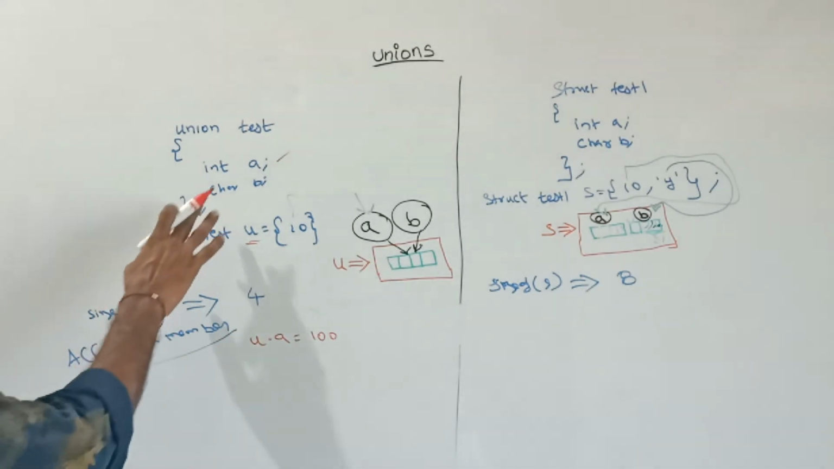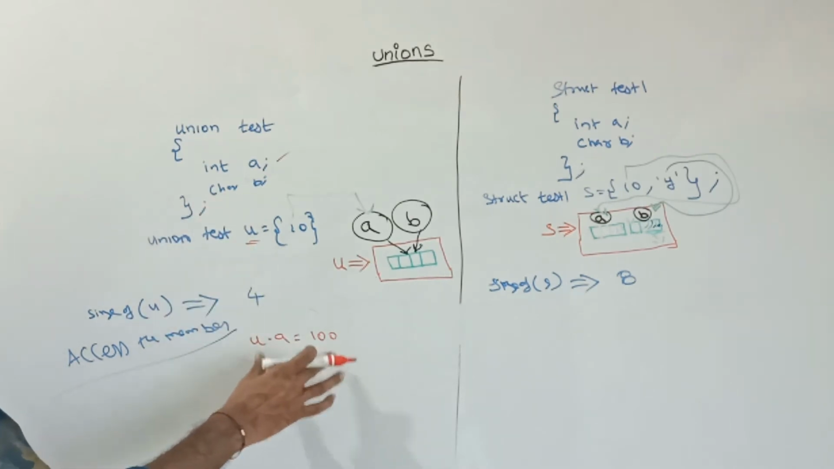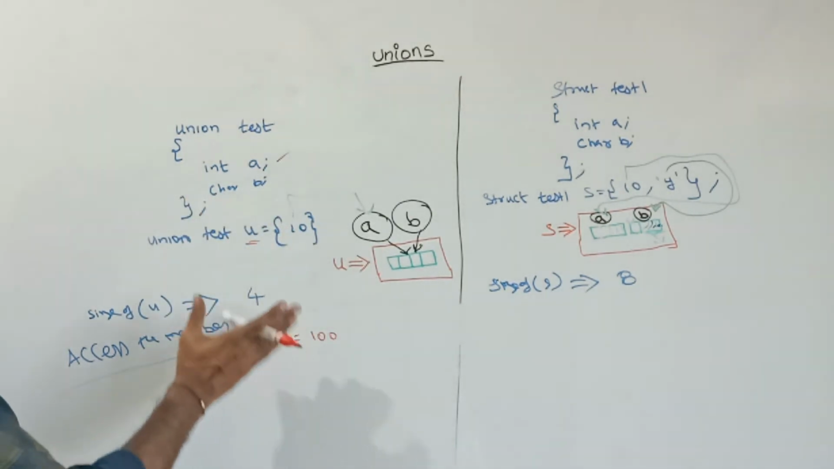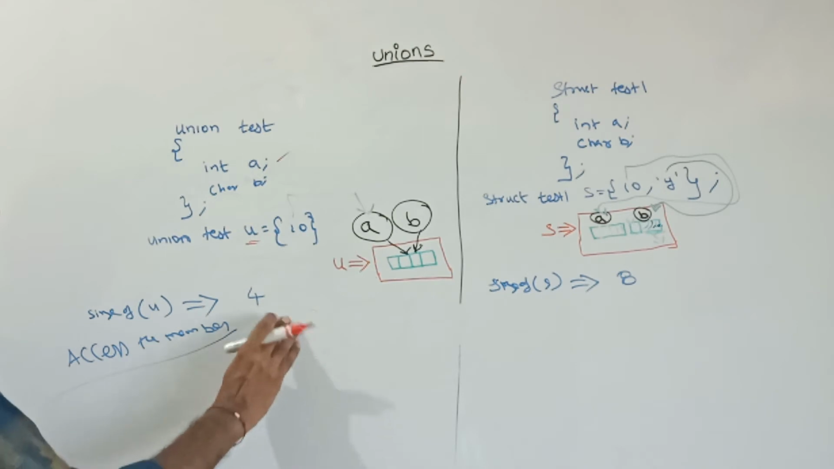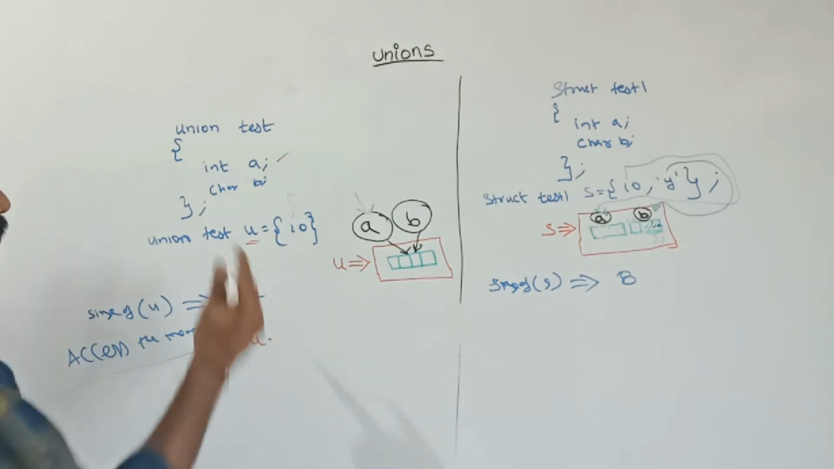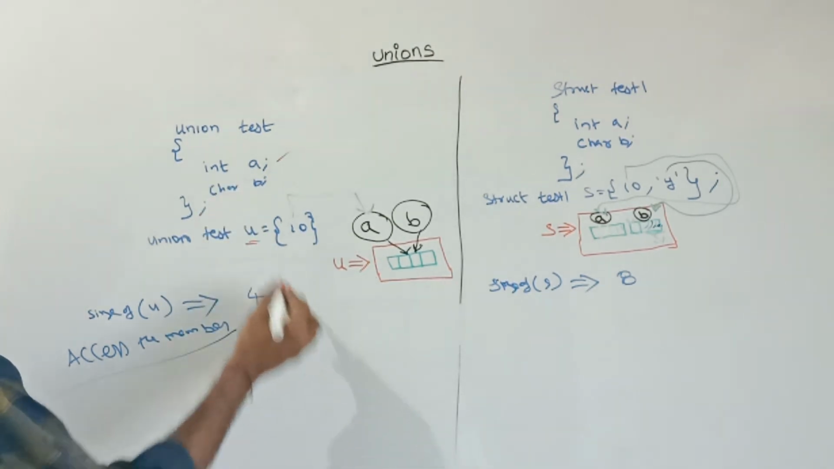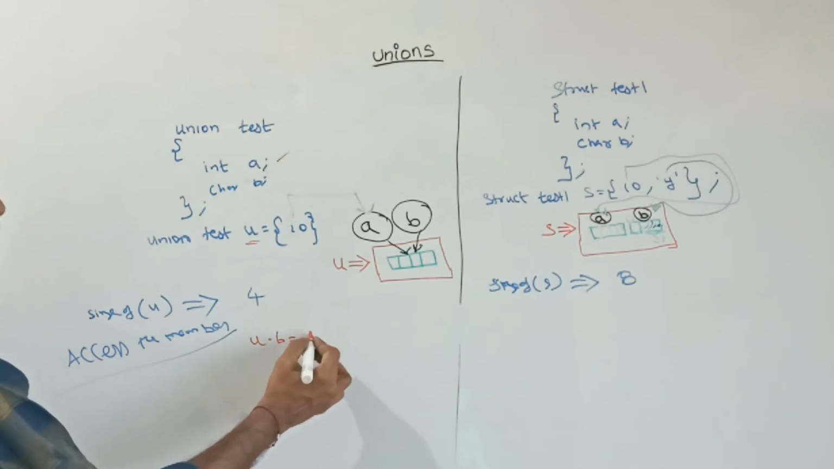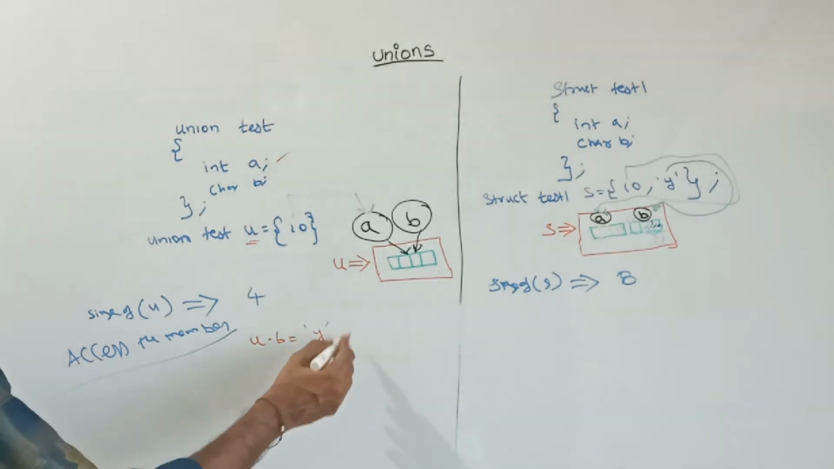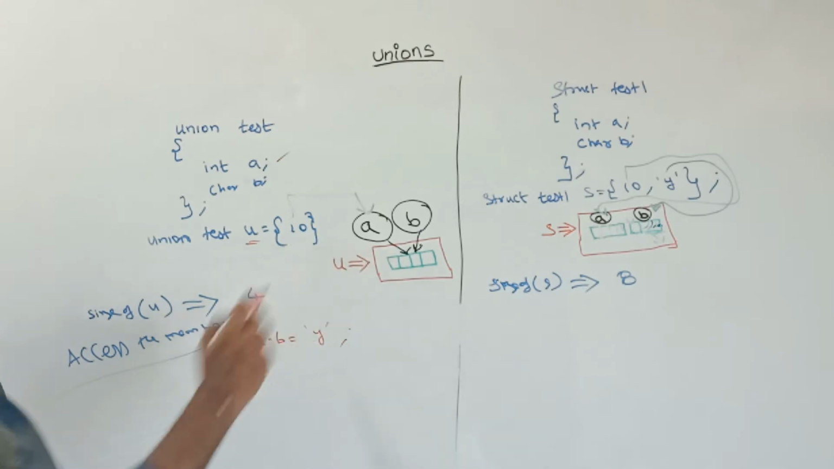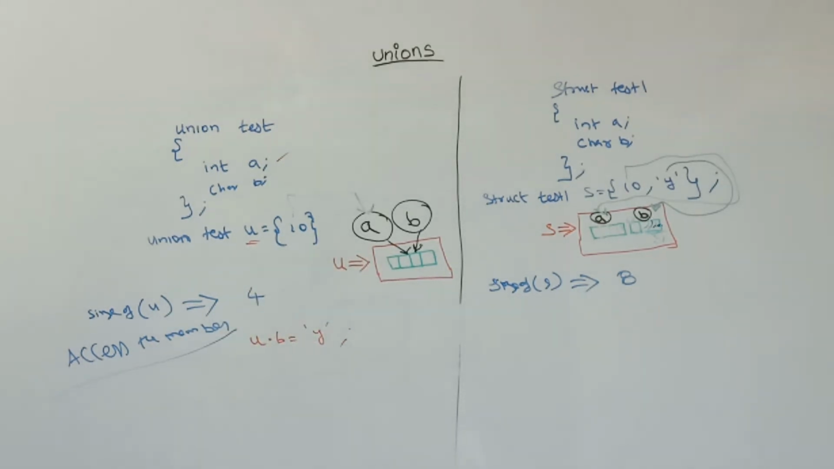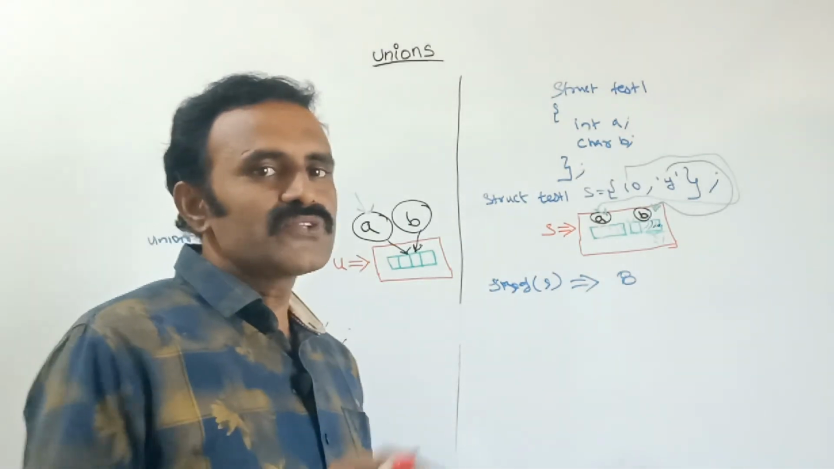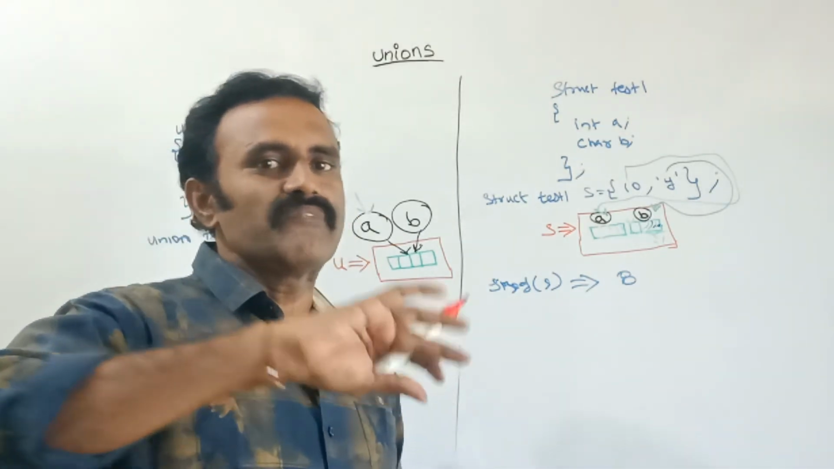Next, suppose you want to give a value, at a time we can give only one value. Suppose we need to give the value for b, we can give u dot b is equal to y. Then this y will be stored in b. We can access it like this. At a time we should give a single value only, not more than one value at a time.